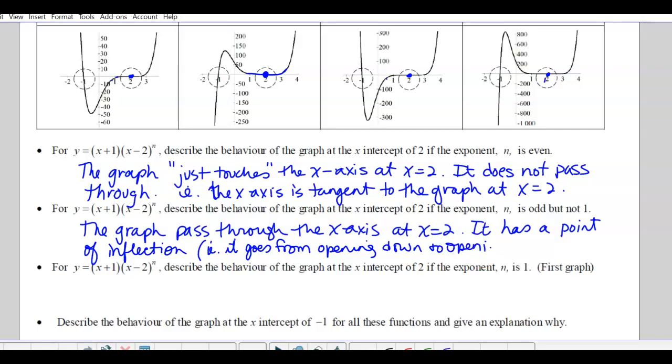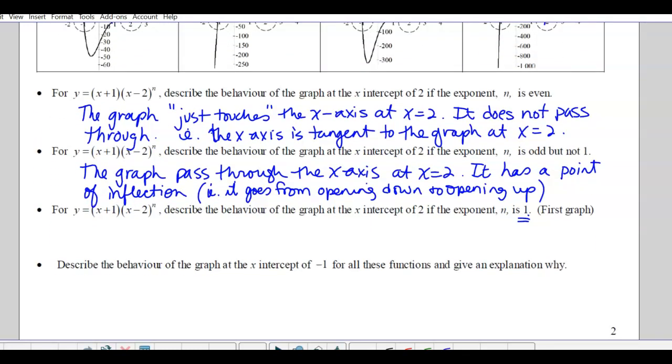So it's important to say point of inflection and going from opening down to opening up because when the exponent is 1, the very first graph, it doesn't have that. So 1 is an odd number, 3, 5, 7, 9, etc. are odd numbers, but the difference between multiplicity of 1 and any other odd number is that it passes through but doesn't have a point of inflection. So the graph passes through there.